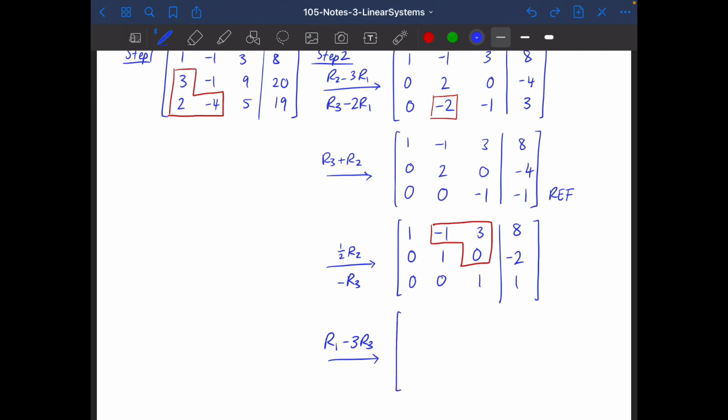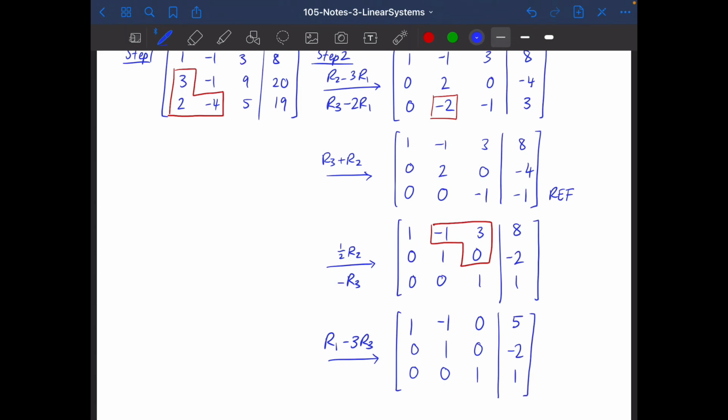So the first row is changing. We have 1 minus 3 times 0, that's 1. Then we have minus 1 minus 3 times 0, that is minus 1. Then we have 3 minus 3 times 1, that is 0, the 0 we were looking for. And then 8 minus 3 times 1, that is 5. And the other two rows stay the same. So 0, 1, 0, minus 2, 0, 0, 1, 1.